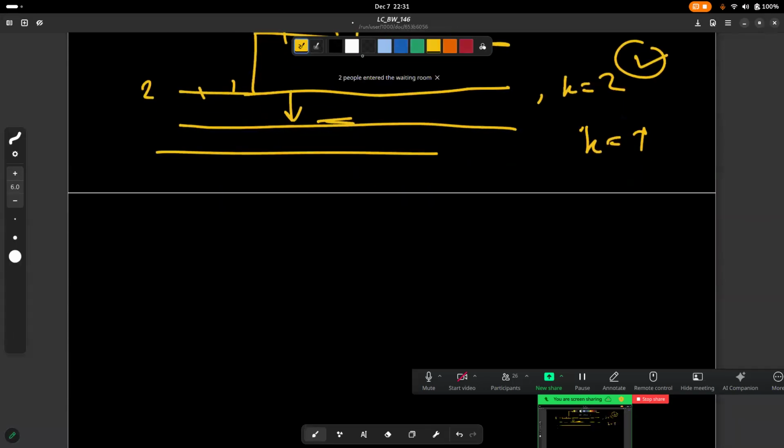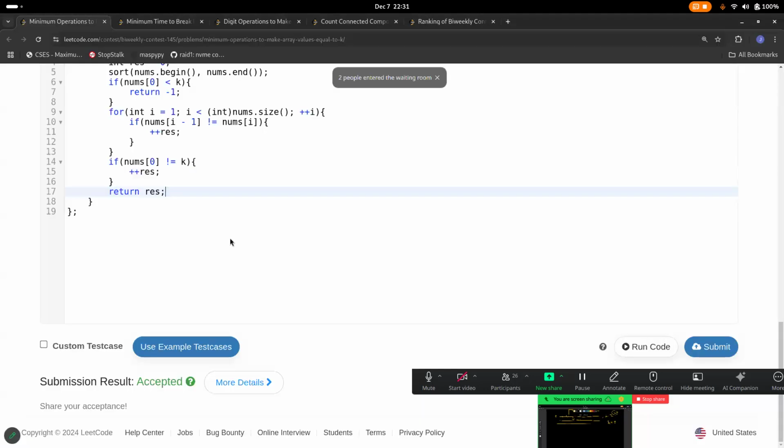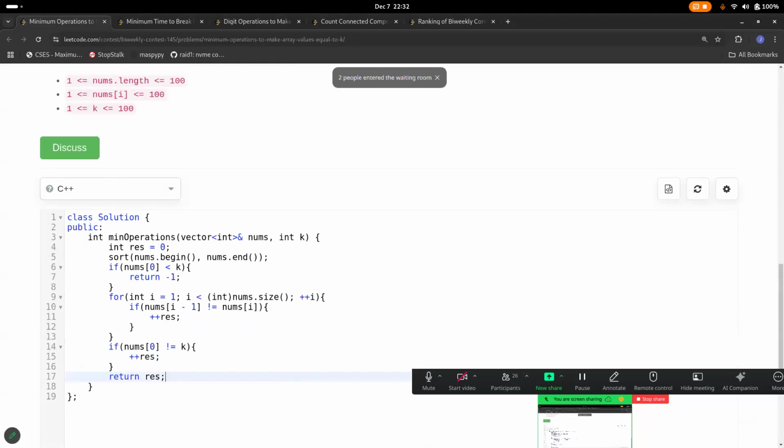Speaking of the time complexity, as you can see over here, we are actually sorting our array. There are a few different ways to do this. You could use sets.